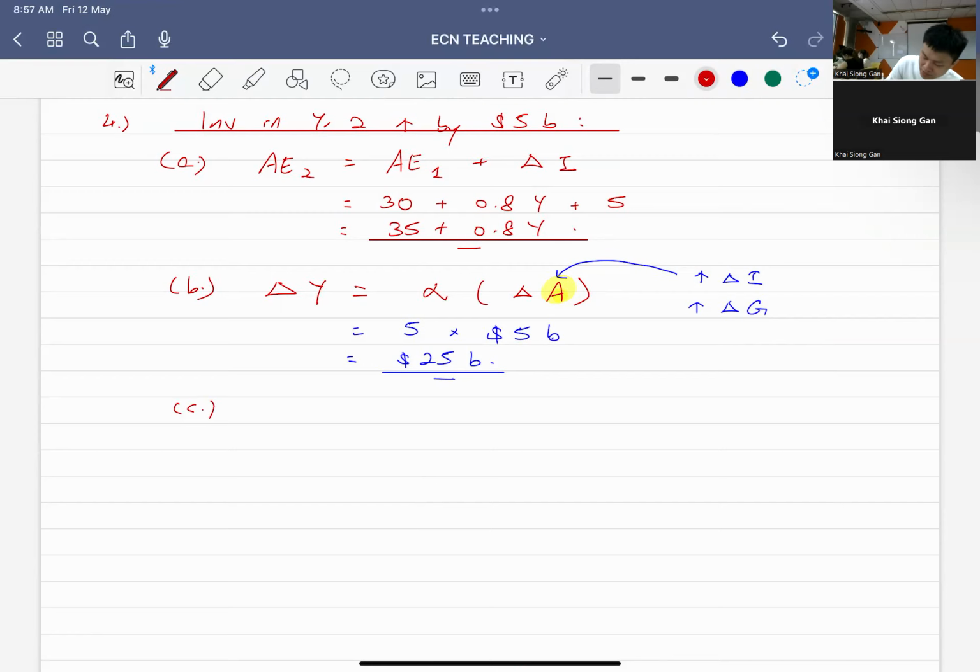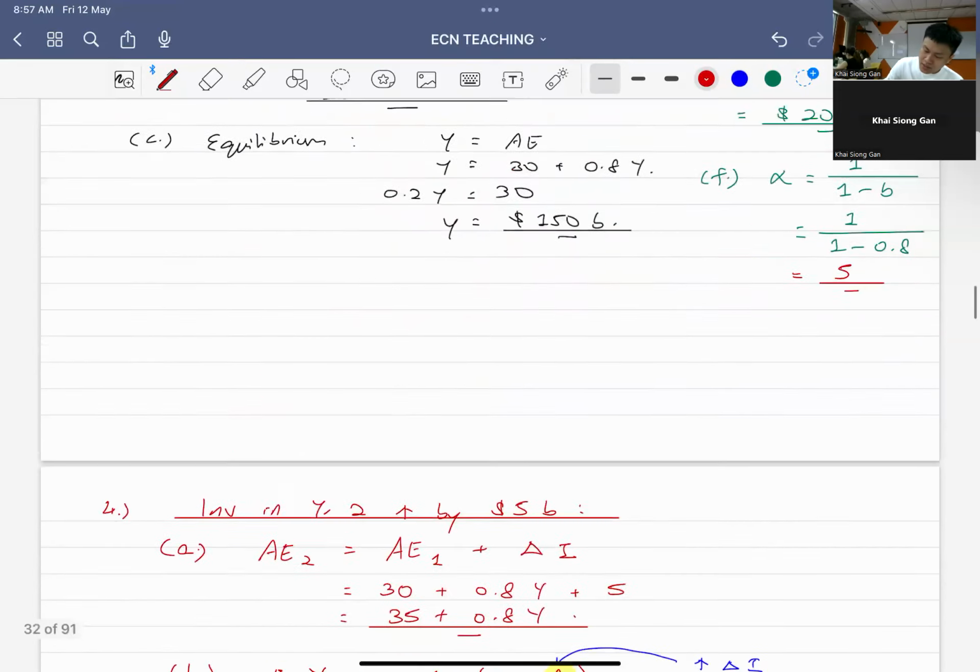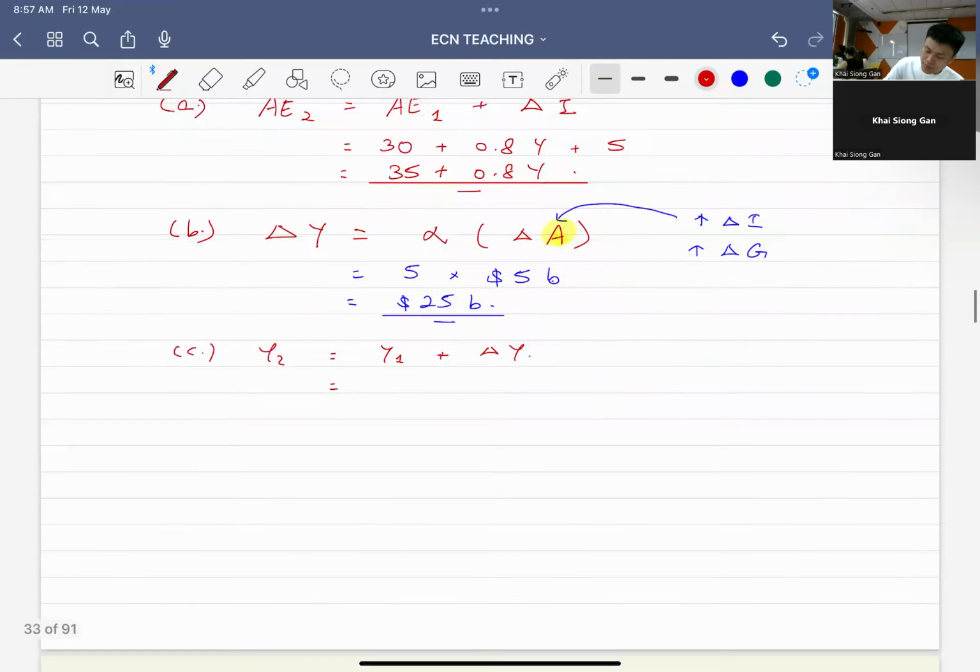So now I would like to find my new real GDP. I want to find the values for the new equilibrium. So I use the equilibrium in year 1, plus my change over here. Sometimes you may have more than one method to derive the answer, so it's up to you. So therefore, initially the equilibrium is 150.